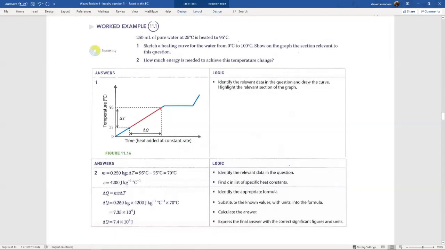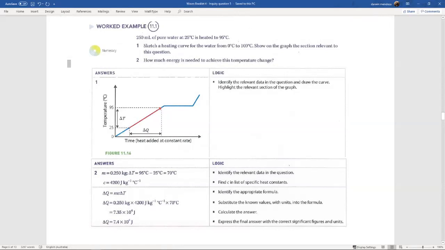In this example, we have 250 mils of water at 25 degrees Celsius, and they want to heat it up to 95 degrees Celsius. They want to know how much energy must be added. But it says here, sketch a heating curve for the water from 0 degrees to 100 degrees Celsius. So at 0 degrees, they presume that it's completely melted and now it's beginning to heat. It's completely in liquid form, and you can start to heat it up all the way to 100 degrees.